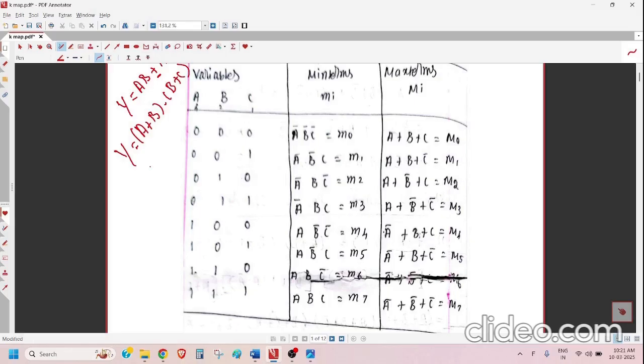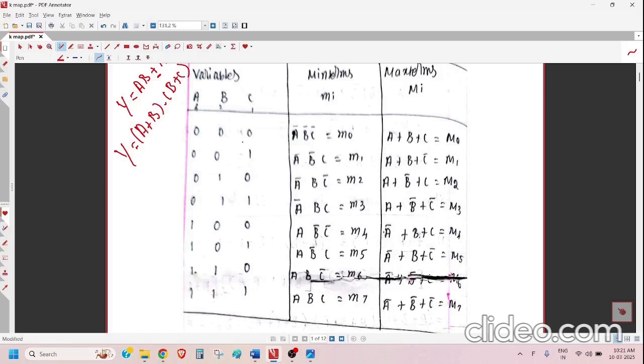And what are min terms? If you are going to write min terms, you have to write the terms in product form. In the same way, if you write max terms, you have to write the terms in sum form. That is the major difference between min terms and max terms.